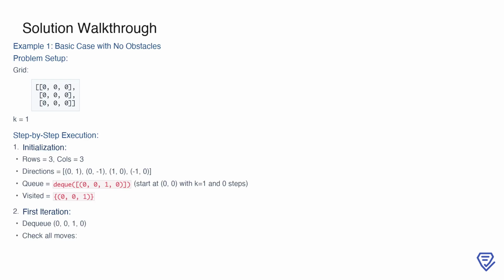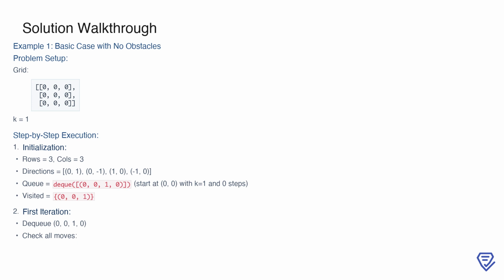To begin solving the problem, let's consider a basic example where the grid has no obstacles. The grid is a simple 3x3 matrix filled with zeros, and we are allowed to eliminate up to 1 obstacle, though in this case, there are none. We start by initializing key variables: the number of rows and columns in the grid, the possible movement directions right, left, down, and up, and a queue to facilitate our breadth-first search, BFS. Initially, the queue contains the starting position, 0, 0, with k equals 1, meaning we still have 1 obstacle elimination available, and the step count is 0. We also track visited states to avoid redundant computations, marking the starting state, 0, 0, 1, as visited.